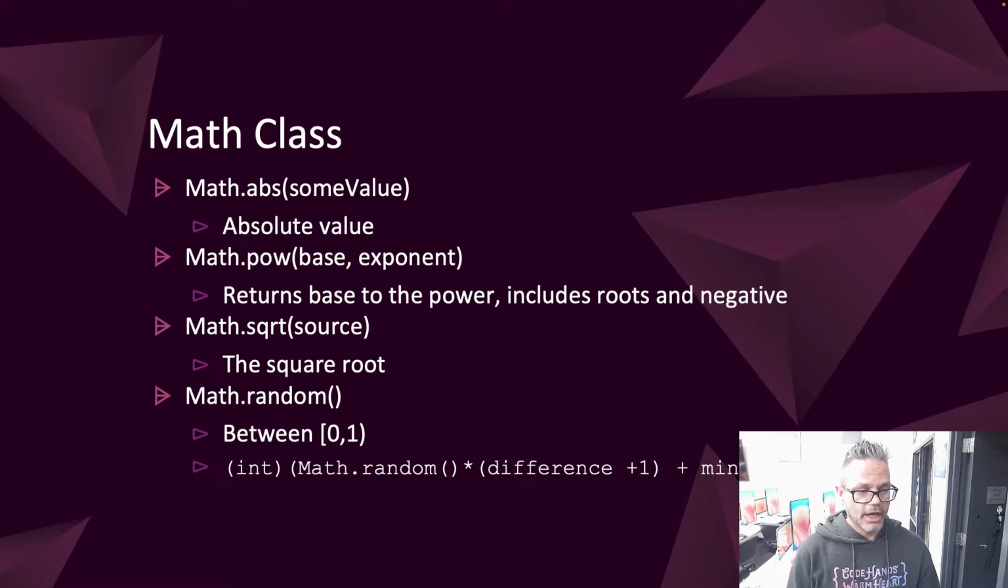That's the open circle on the number line. A great example for that is we're going to take int of Math.random times the difference plus 1 plus min, so we can get some random number in that range, so we can actually get that value, so we can have the scalar on that and go from there.